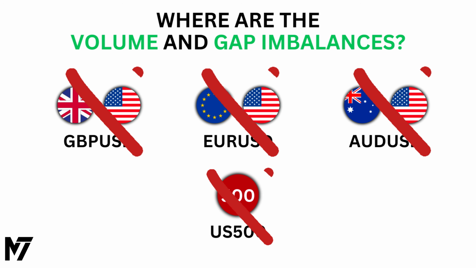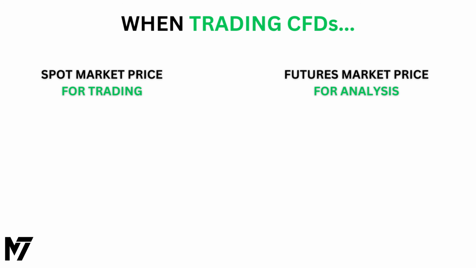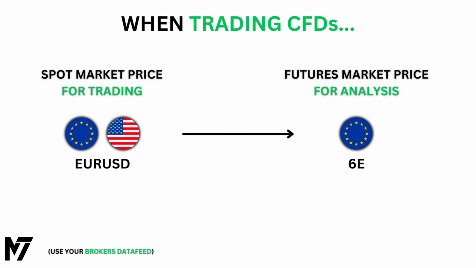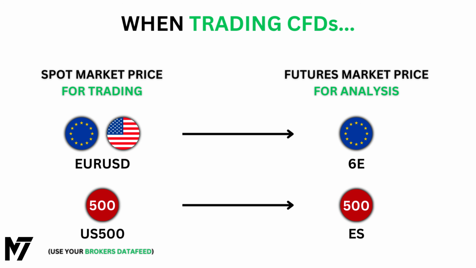You will not find them in the spot market price charts. When you are trading Euro US dollar on a CFD broker, for example, you should always use the data feed of your broker for executions and the currency's futures contract chart to do your analysis. The same rule applies to indices as well. If you want to trade the S&P 500 market on your CFD broker, execute your trades on whatever data feed your broker uses and do your analysis on the S&P 500 E-mini futures contract chart.